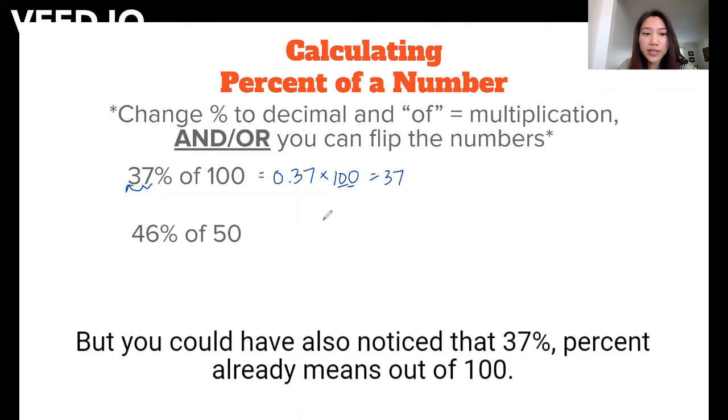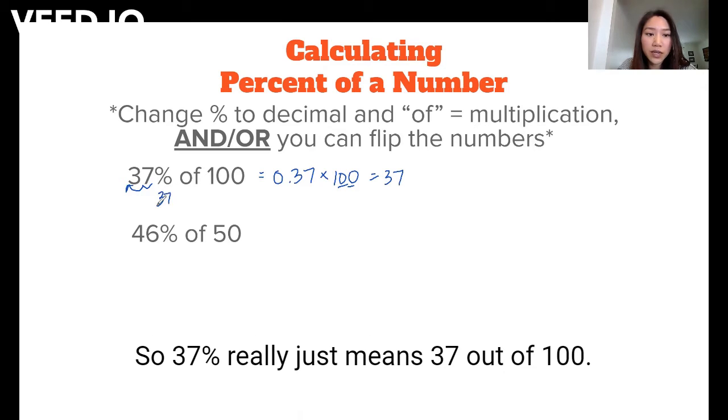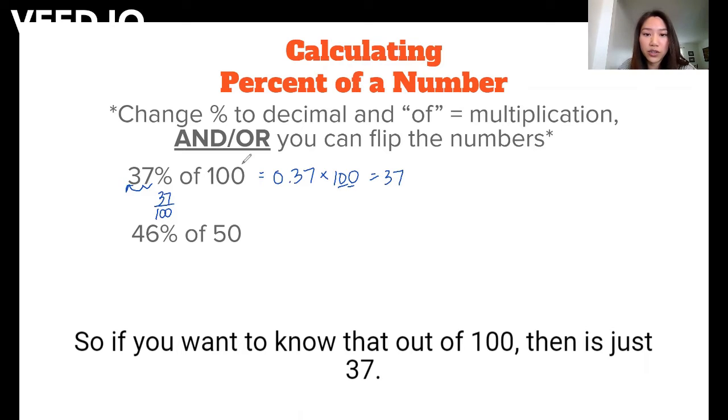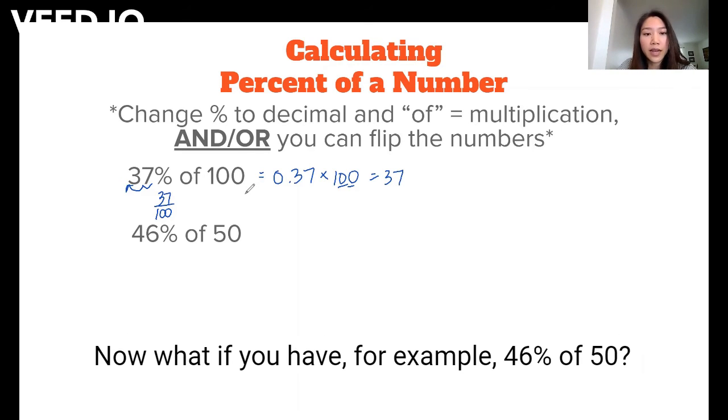But you could have also noticed that 37% already means out of 100. So 37% really just means 37 out of 100. So if you want to know that out of 100, then it's just 37. Now, what if you have, for example, 46% of 50?